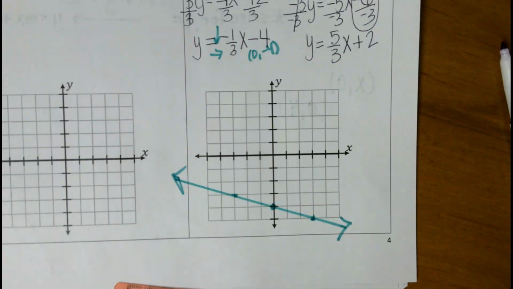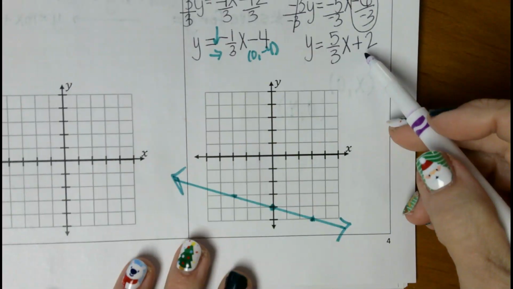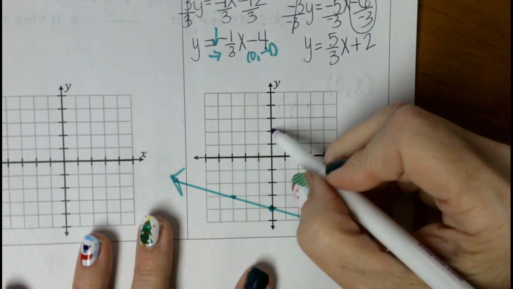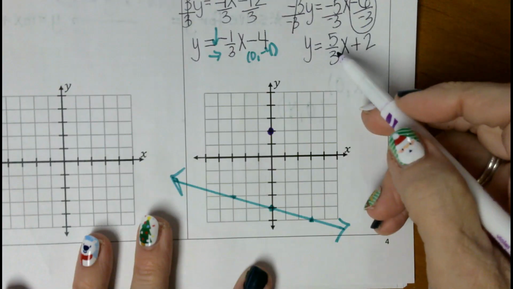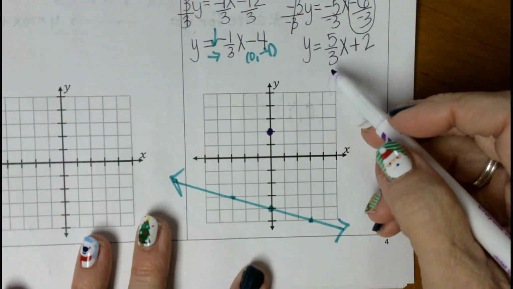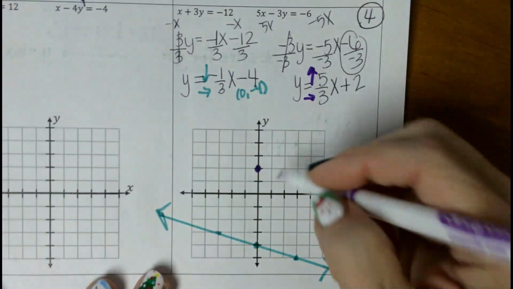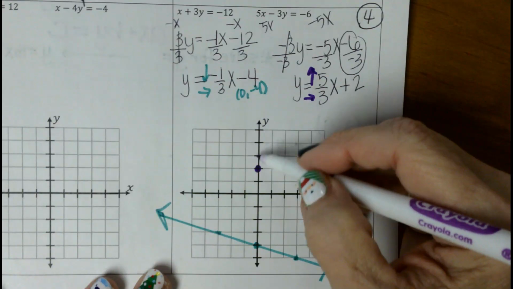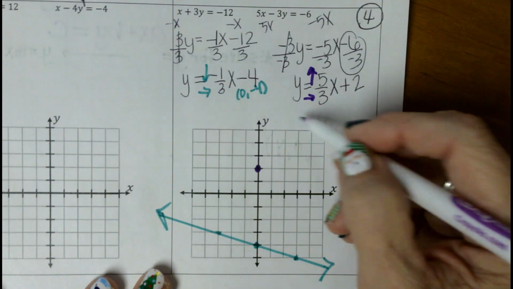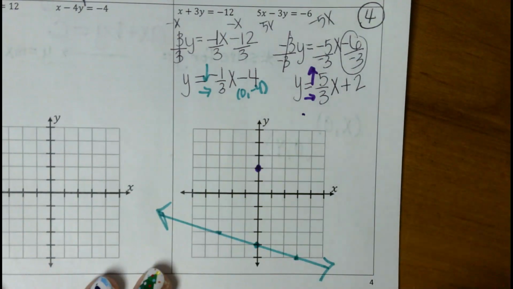Okay, so that's the one on the left. The one on the right, 0, 2, well, that's up here. And this is a 5/3. That means up 5 and over 3. Well, I can't go up 5, 1, 2, 3. I can't go up 5 and over 3. I mean, it'd be kind of about right there off the graph.